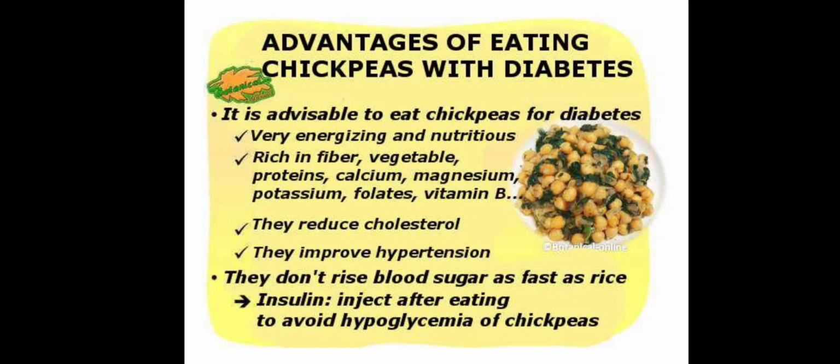A 1 cup serving of chickpeas contains 14.5 grams of protein, 4.3 grams of fat and 45 grams of carbohydrates. Although 7.9 grams of this carbohydrate are sugars, another 12.5 grams come from dietary fiber, which helps limit the effect of chickpeas on blood sugar level.